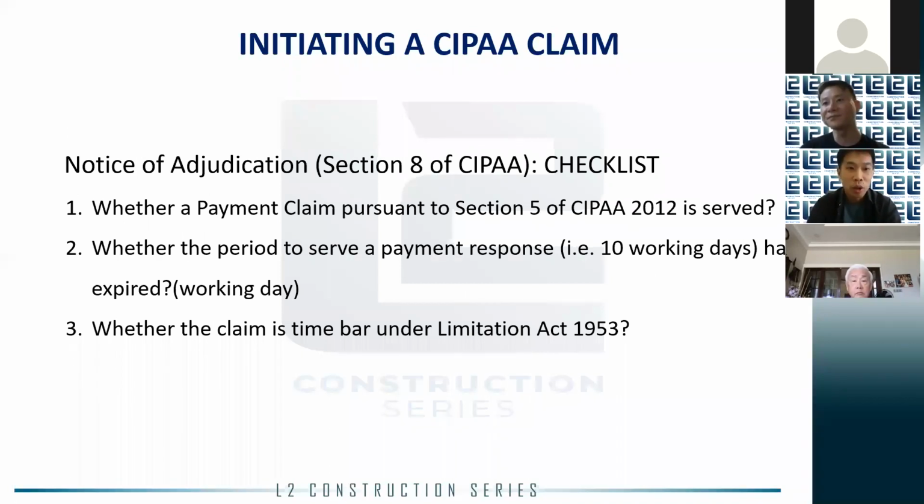Okay, so we will now look at how to initiate a CIPAA claim. Pursuant to Section 8 of CIPAA, a claimant may initiate an adjudication proceeding by serving a written notice of adjudication. I prepared a checklist as a reminder before the notice of adjudication is issued. First and foremost, whether a payment claim was served. You can only refer a dispute arising from the payment claim. For instance, if the payment claim is about certificates 1, 2, 3, you cannot then include certificates 4, 5, 6 into the notice of adjudication.